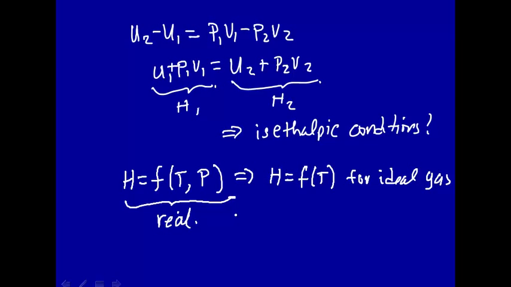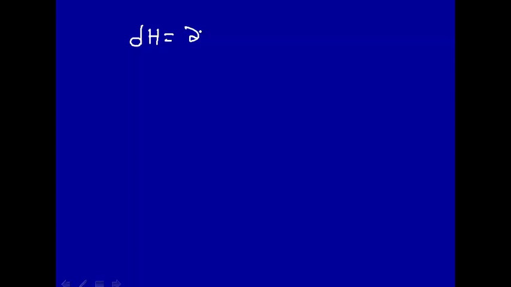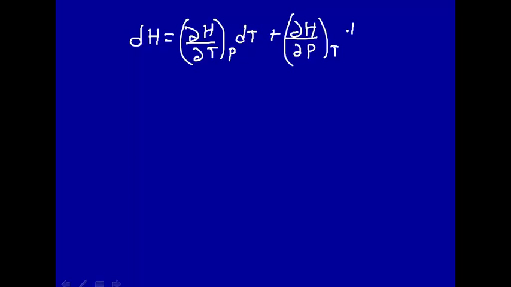So with that understanding, we can say that the differential change in H is how H changes with temperature at constant pressure times the change in temperature, plus how H changes with pressure at constant temperature times the change in pressure. This we know. We define this as heat capacity at constant pressure. That's how H changes with T. This is how H changes with pressure, constant temperature. All right, let's equate this plus how H changes with pressure at constant temperature times dP.